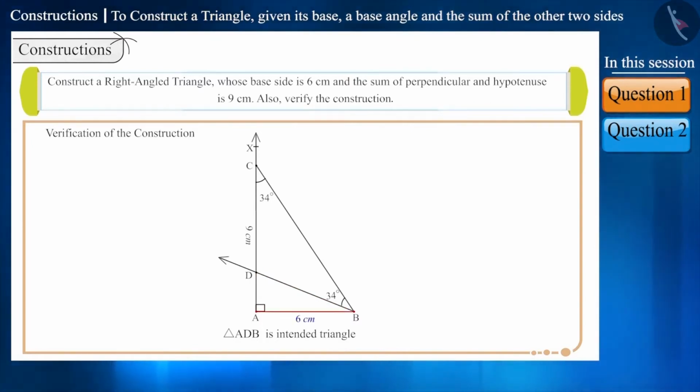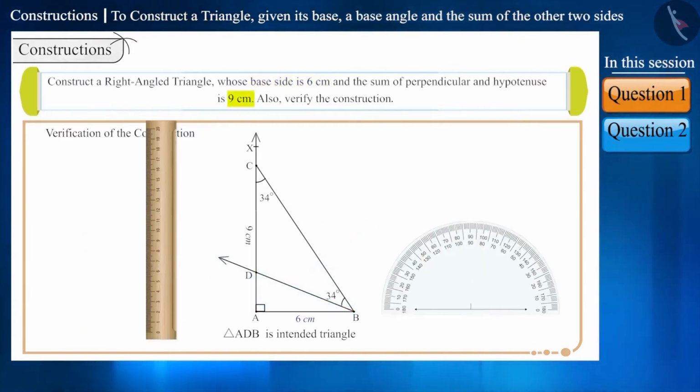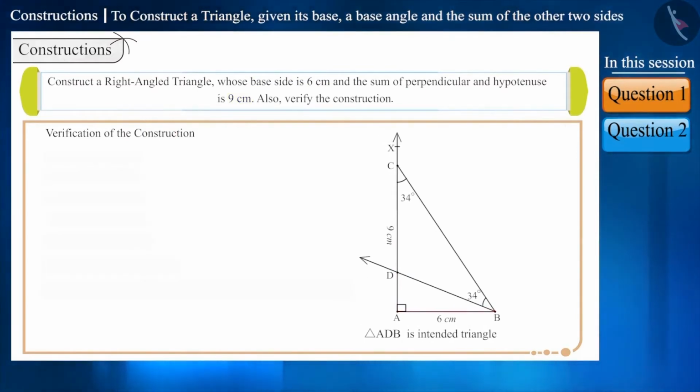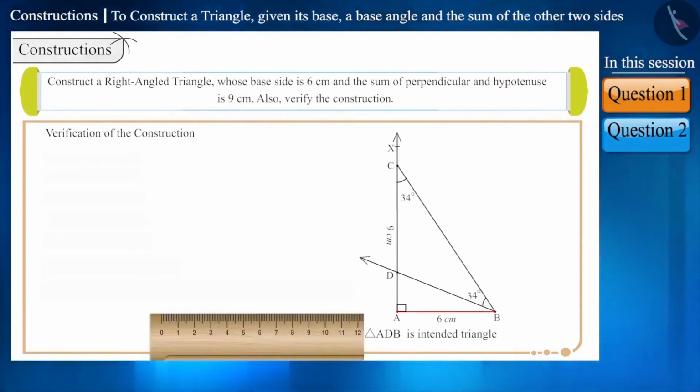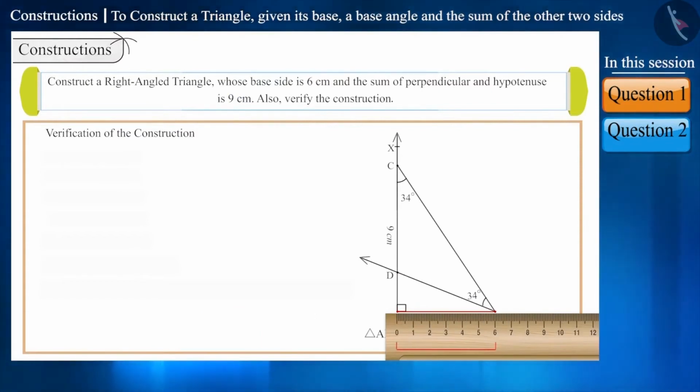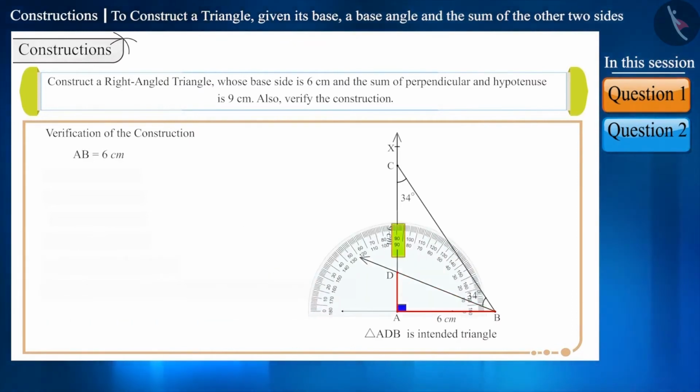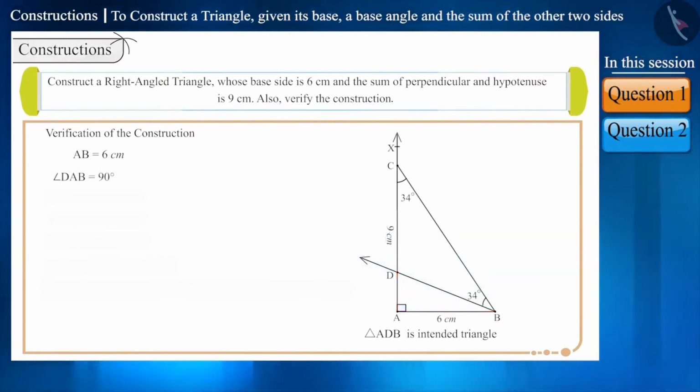For verification, according to the question, the base side should be 6 cm and the angle drawn on it should be 90 degrees. And the sum of the other two sides should be 9 cm. So with the help of a scale and a protractor, let's measure this construction. First of all, when we measure the length of the base side, then the measure of the base side AB is obtained as 6 cm. Now we will measure the base angle of the drawn triangle ABD with the help of a protractor. Then the measure of angle DAB is obtained as 90 degrees.